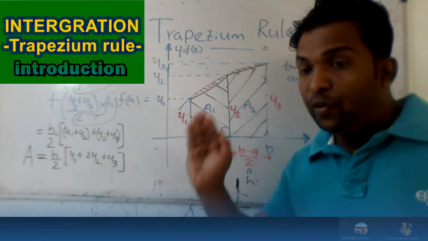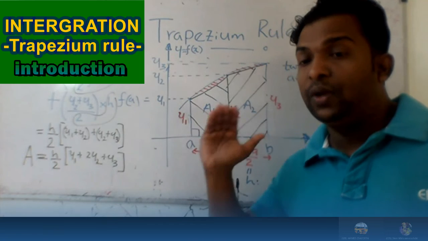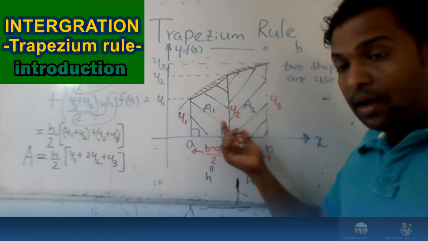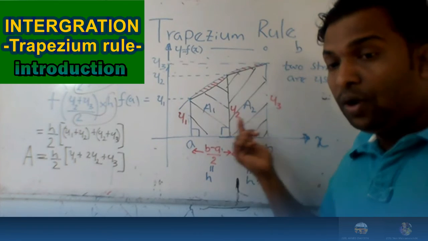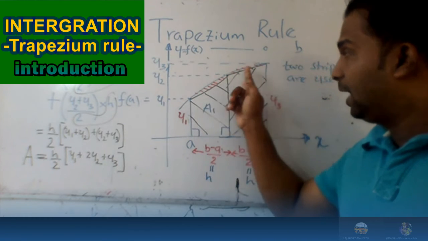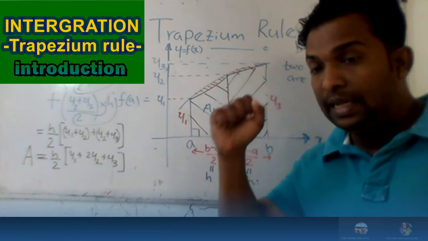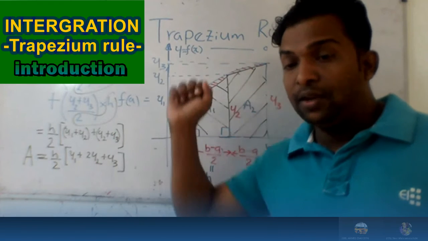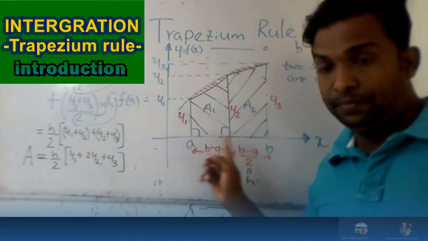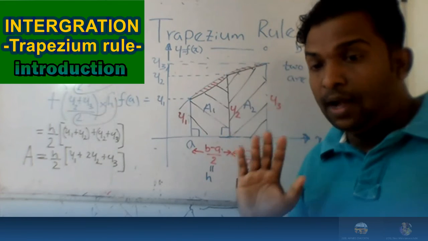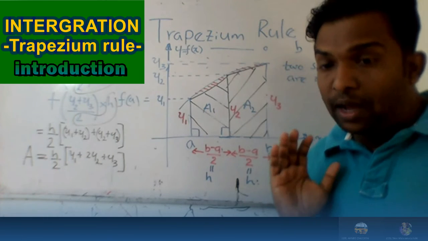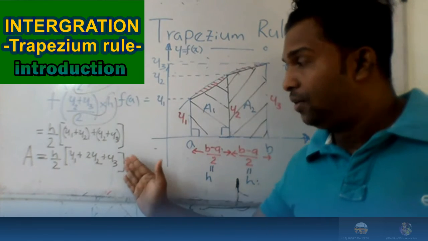But if you draw that one graphically, you can understand that if you increase the number of strips, if you introduce more number of strips, the error red part area will be less. That means our value is going to be more close to the total area, right?